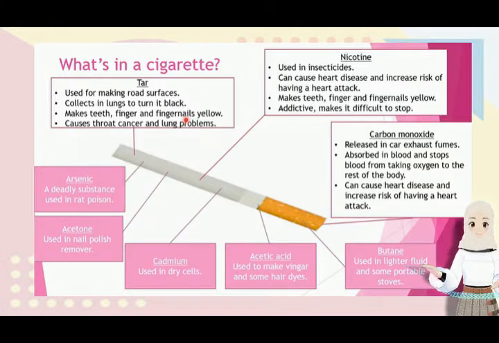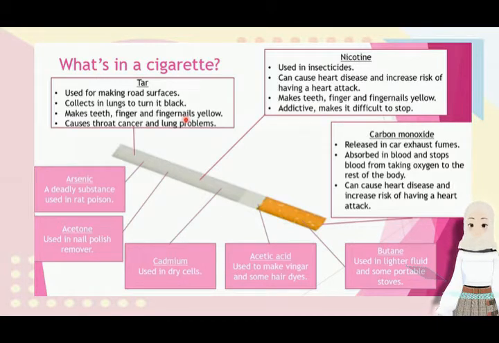So let's talk about nicotine. Nicotine is used in insecticides. Insecticides are substances which are used to kill insects, for example Shelltox. Nicotine can cause heart disease and increase the risk of having a heart attack. This is because nicotine makes our heart beat faster. So that's why it can increase chances of heart attack. Nicotine also makes your teeth, fingers, and fingernails yellow. It is addictive, so it makes it very difficult to stop.